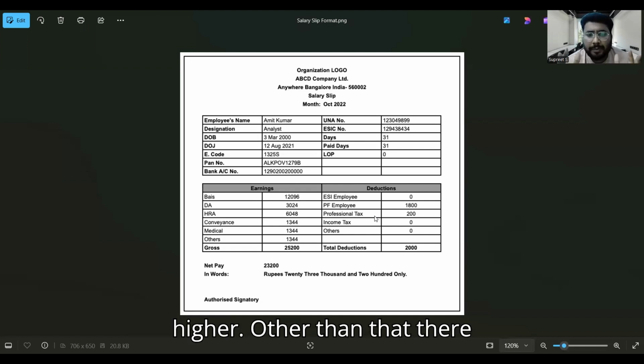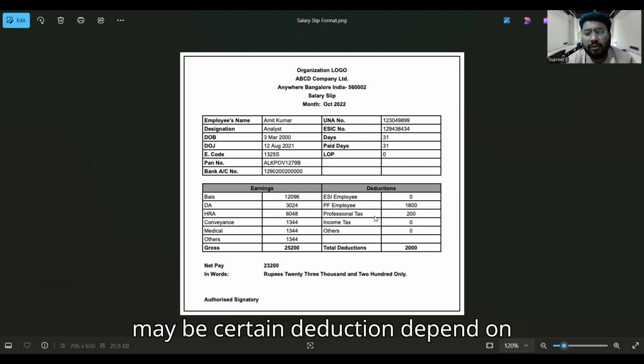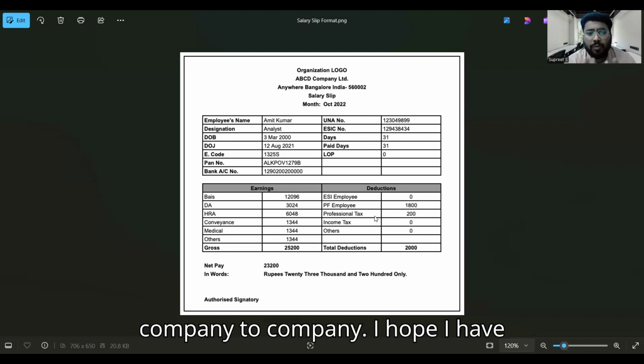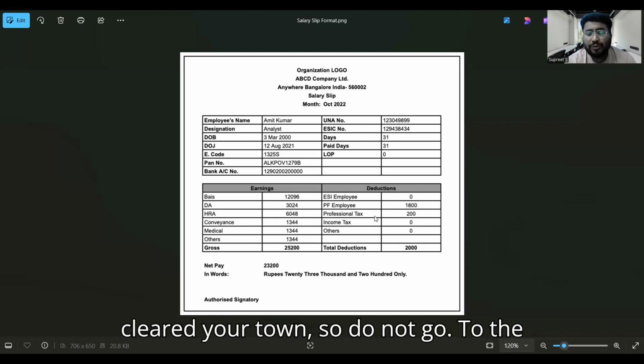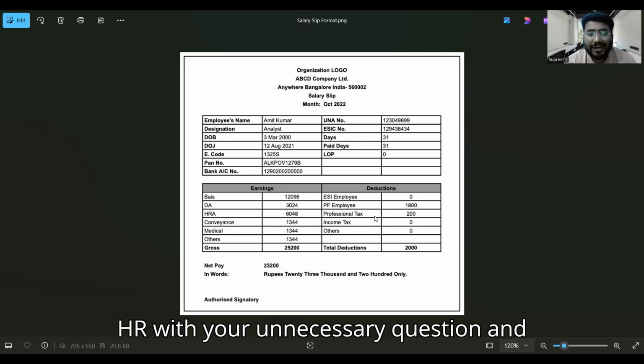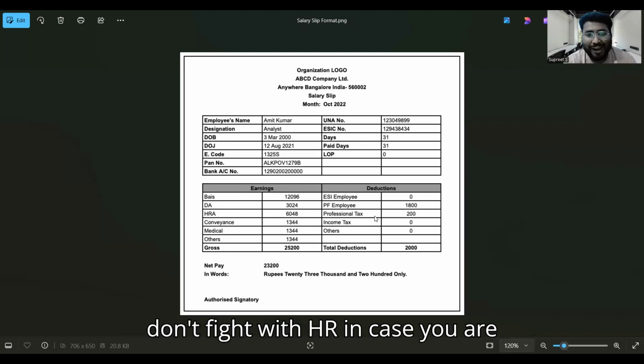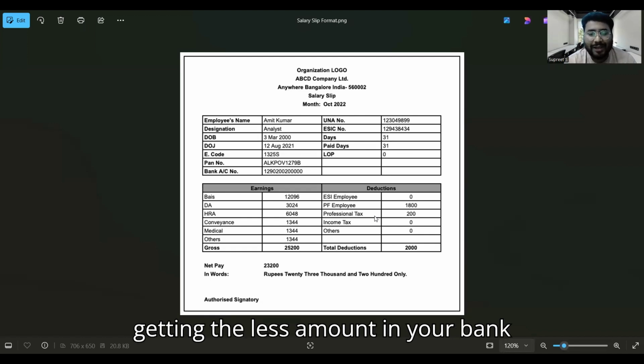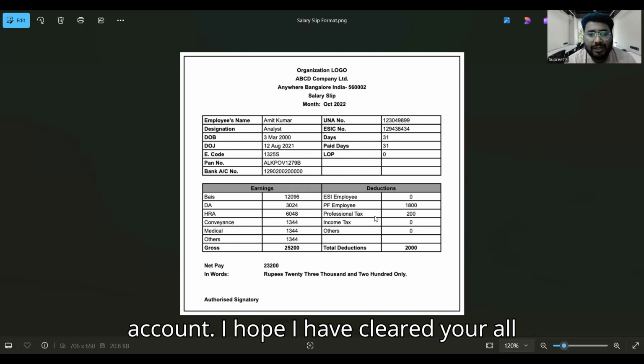Other than that, there may be certain deductions depending on the company. I hope I have cleared your doubt. So do not go to the HR with unnecessary questions, and don't fight with HR in case you are getting a lesser amount in your bank account. I hope I have cleared all your doubts.